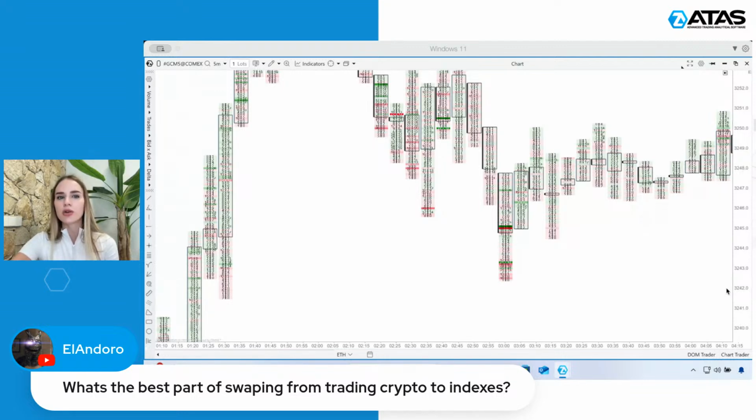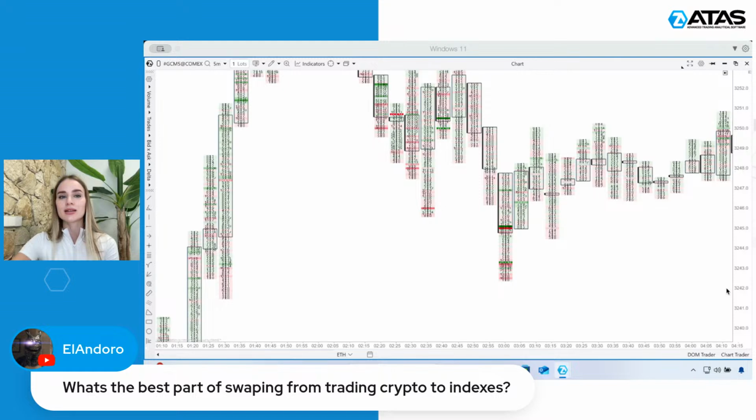I think every single trader needs to find something that suits them best. And if crypto suits you best, I don't see a reason why you need to switch. I think you need to switch if something is not working. This is when you need to look for something that suits your personality, your trading style, perhaps your trading hours best. However, if it is working for you, I think you need to stick with the things that are working.